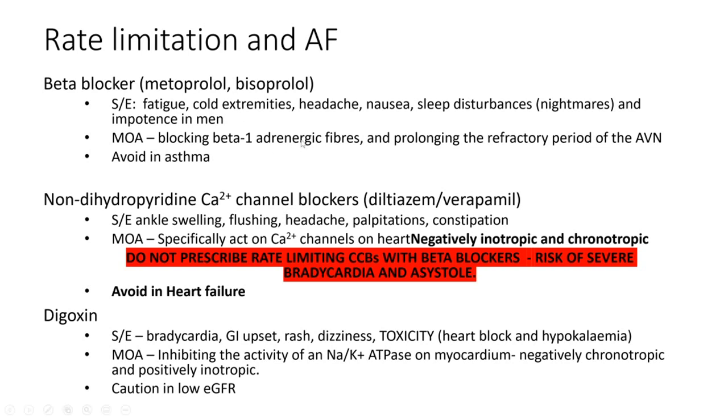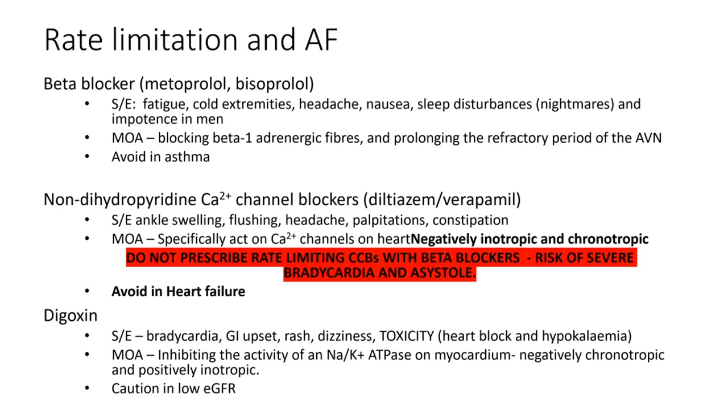And the way this beta blocker works, you'll probably remember, is that it blocks the beta-1 adrenergic fibers, more specifically, and that increases the refractory period of the heart. But because they block the beta receptors, they may have some beta-2 antagonist activity, so we want to avoid these in asthma still.